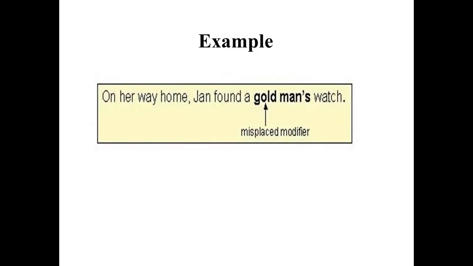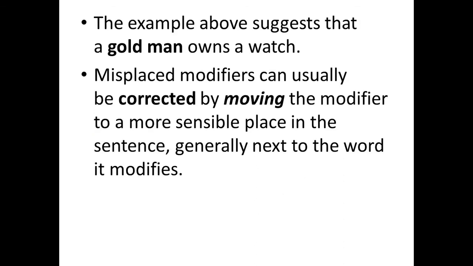For example, we have an example: on her way home, Jan found a gold man's watch. Here, gold is a misplaced modifier. So the example above suggests that a gold man owns a watch. A misplaced modifier can usually be corrected by moving the modifier to a more sensible place in the sentence, generally next to the word it modifies.